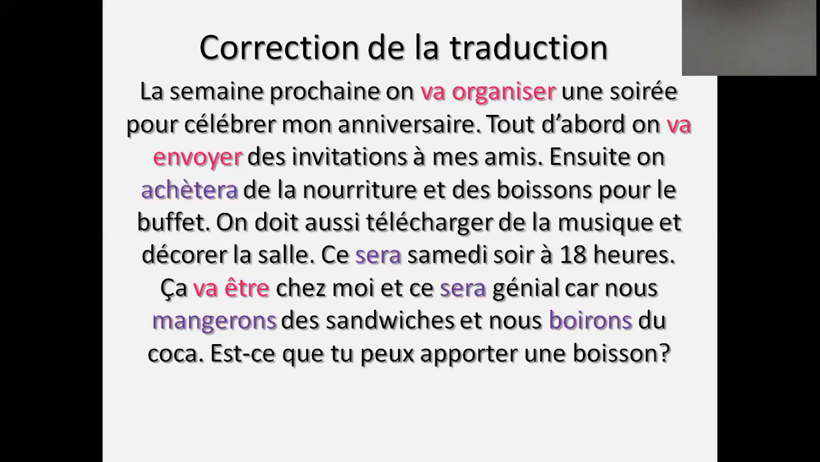Okay, so as you can see in pink, I've put the verbs that you have to conjugate in the near future, le futur proche. You can recognize that every time you've got the pronoun and then the verb aller conjugated in the present tense, and then the infinitive. Okay? On va organiser. We are going to organize. On va envoyer. We're going to send. Ça va être. It is going to be. Okay? And the verbs in purple are in the simple future, le futur simple.